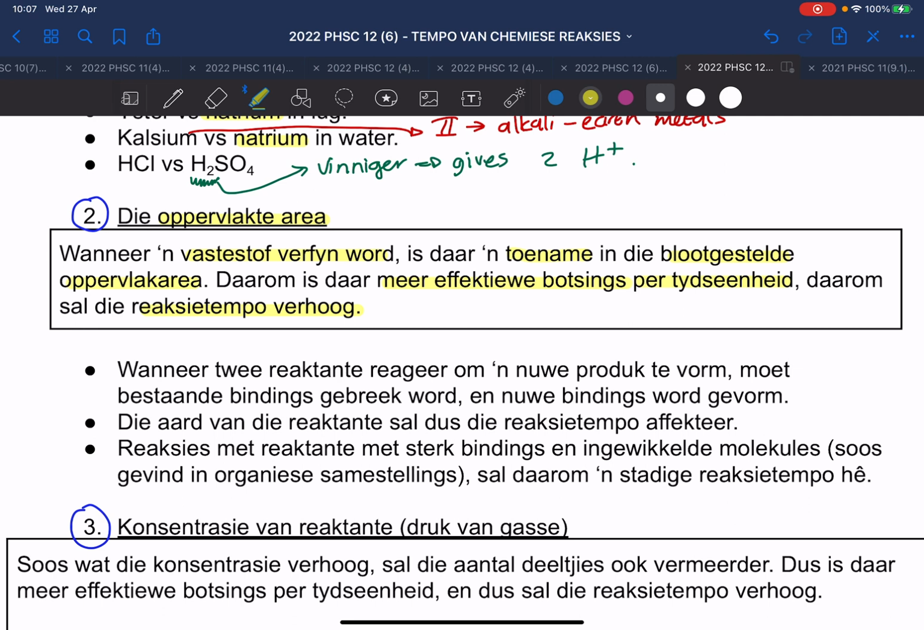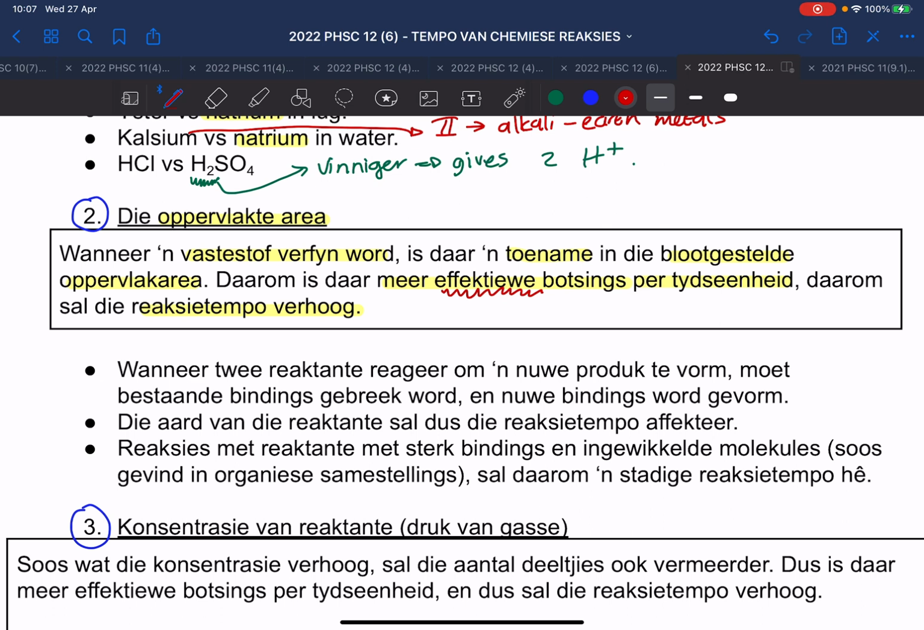Okay. Baie belangrik. Jy kan nie sê daarom meer botsings nie. Okay? We just saw that it doesn't matter if you collide, if you don't have the correct orientation and sufficient kinetic energy, dan kan jy maar bots sodat jy blou word, niks gaan gebeur nie. Okay? So you must say more effective collisions.